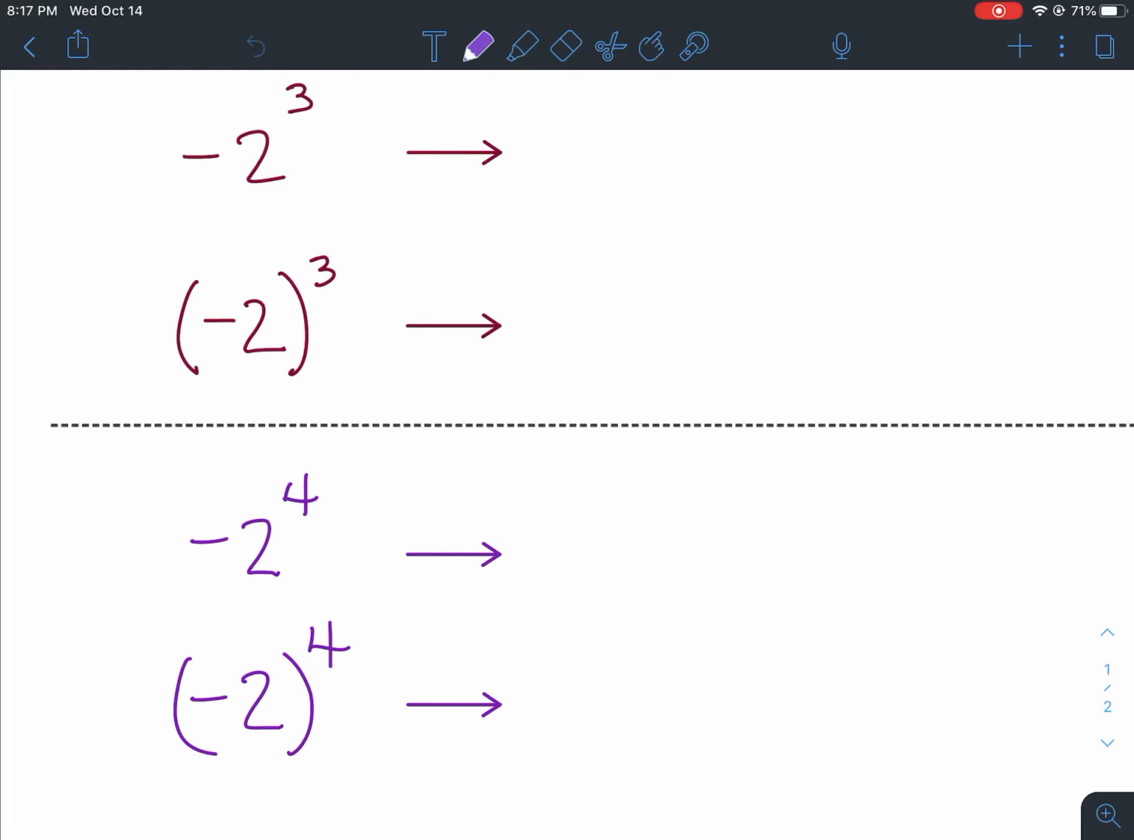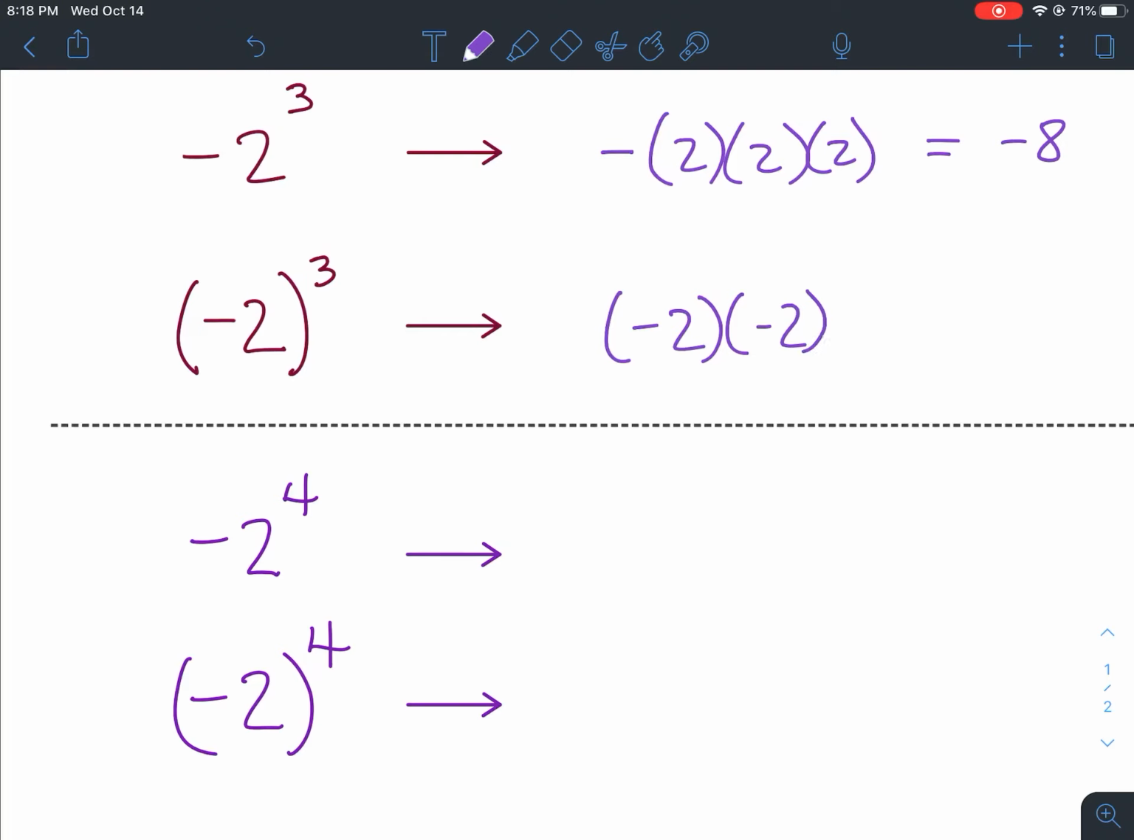When you are putting like -2 to the 3rd power, when there are no parentheses, what that means is you're actually having a negative and then 2 times 2 times 2. So 2 times 2 times 2 is 8, with the negative out front gives you -8. Down here with the parentheses, that means you're actually multiplying -2 3 times. Since there are 3 negatives, it gives you -8.